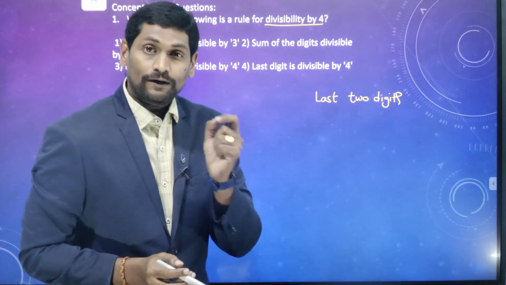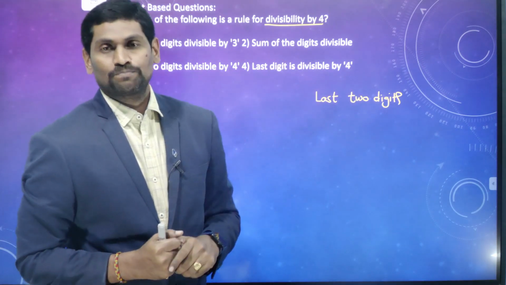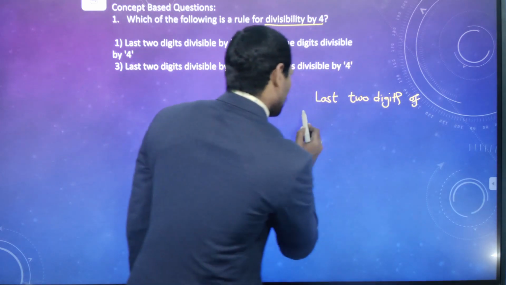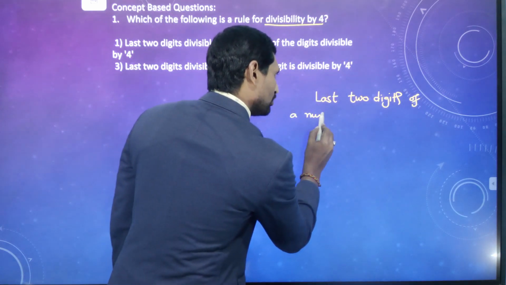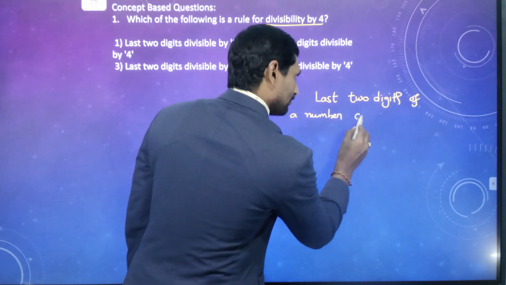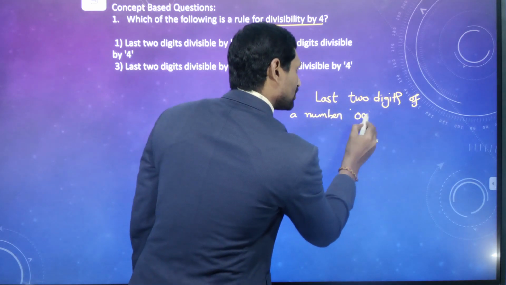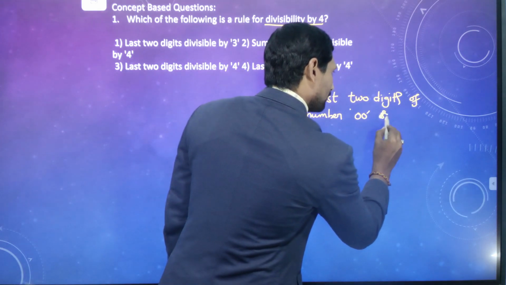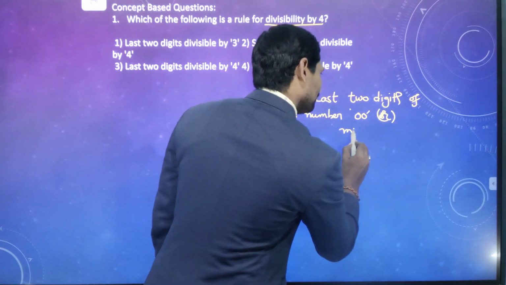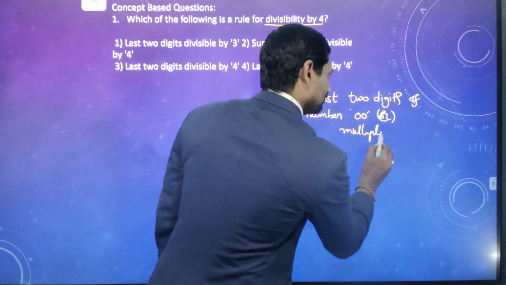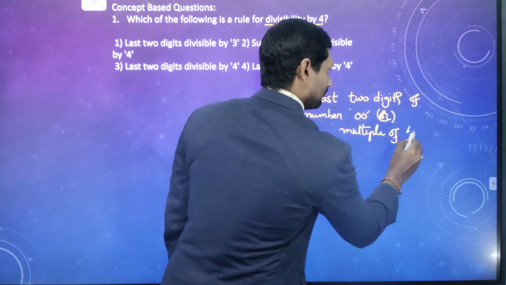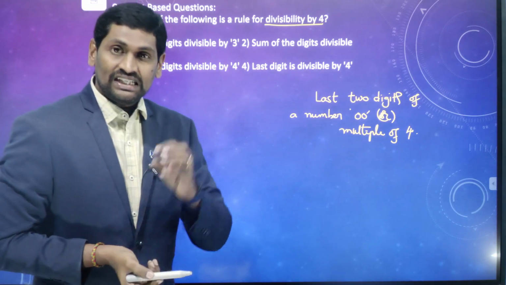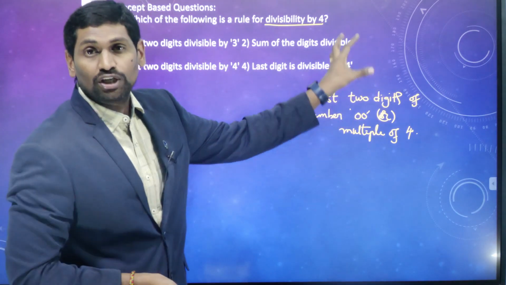Last 2 digits of a number must be zeros or multiples of 4. Then the entire number will be divisible by 4. Okay? That is the rule for divisibility of 4.